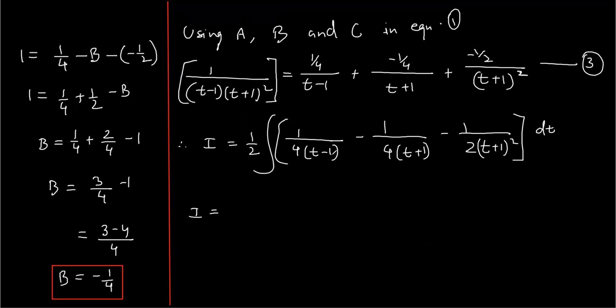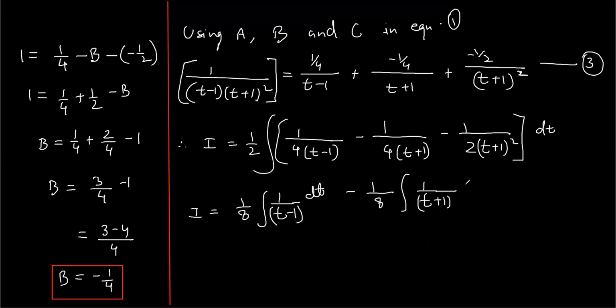So when I write separate integrals, I also multiply 1 by 2 with each one of them. When I do that, I get 1 over 8 integral 1 upon t minus 1 dt. Then I get minus 1 over 8 integral 1 upon t plus 1 dt.